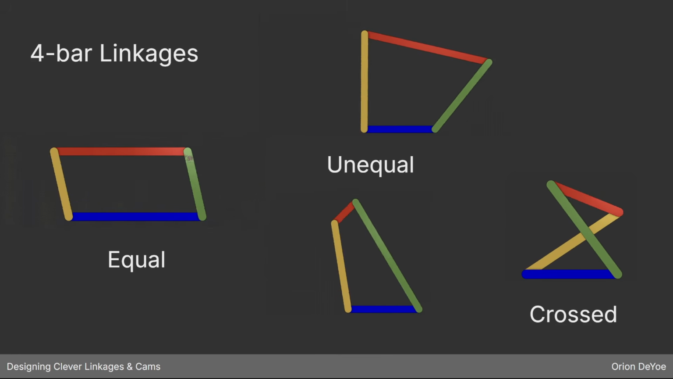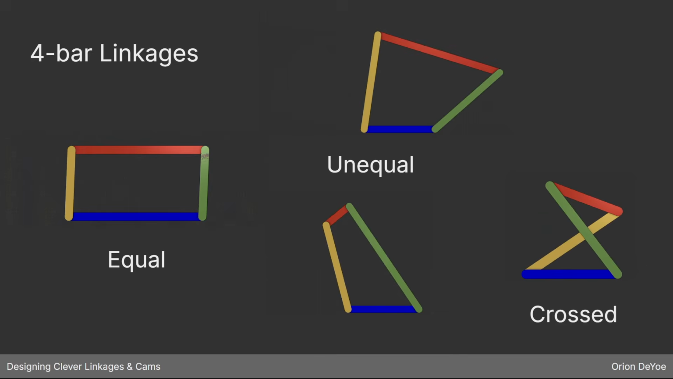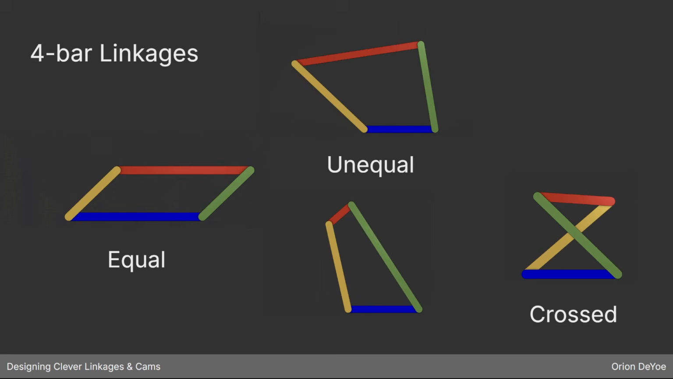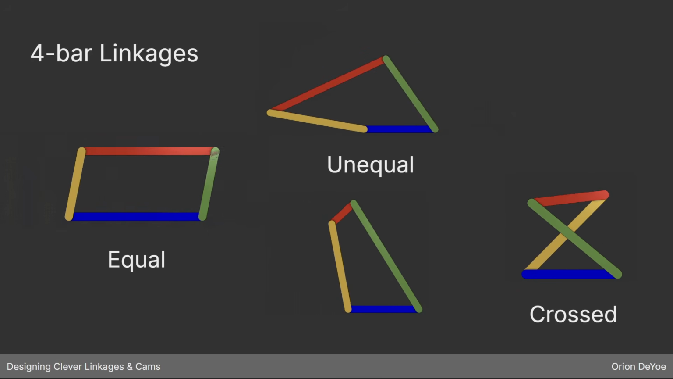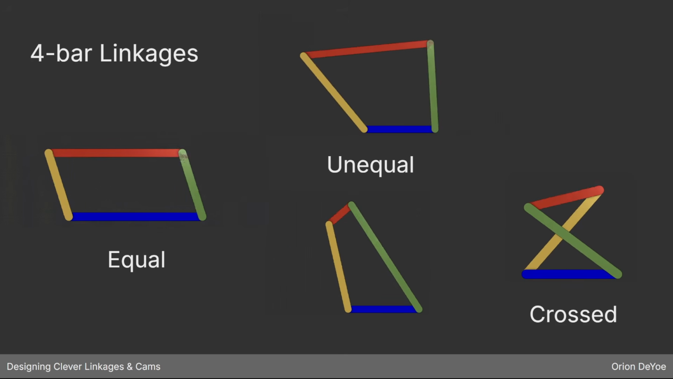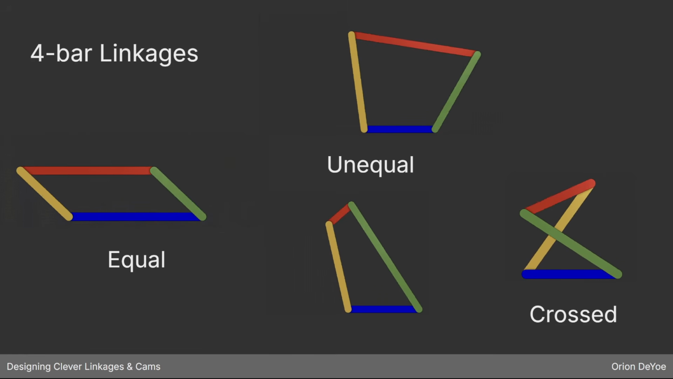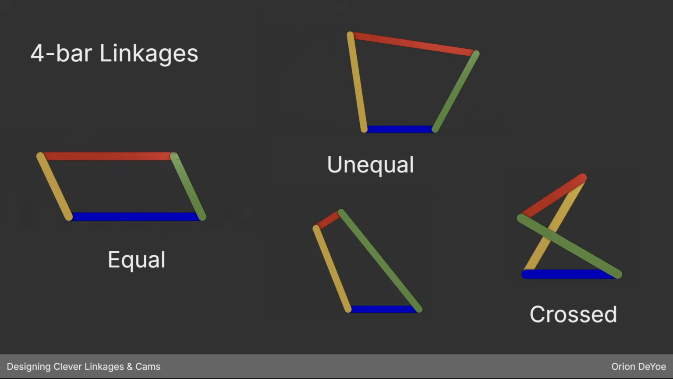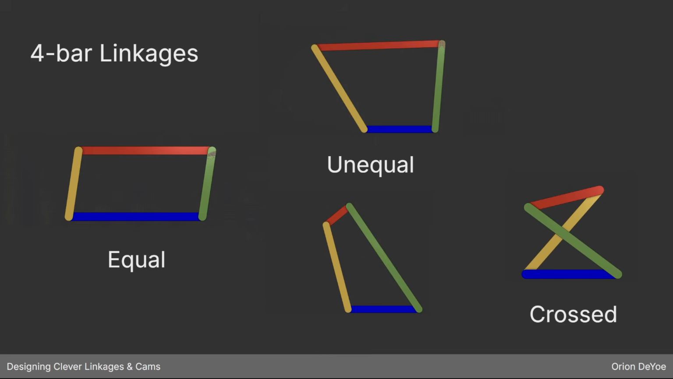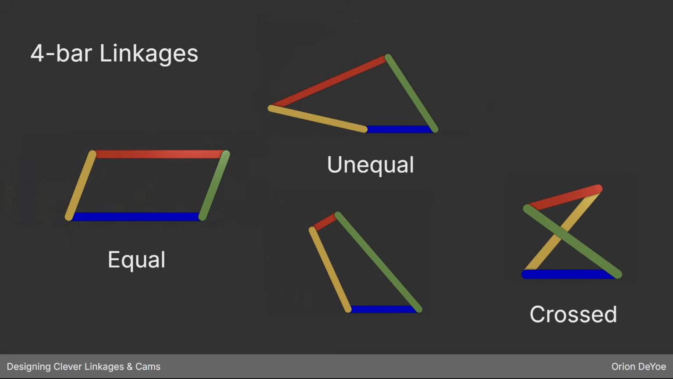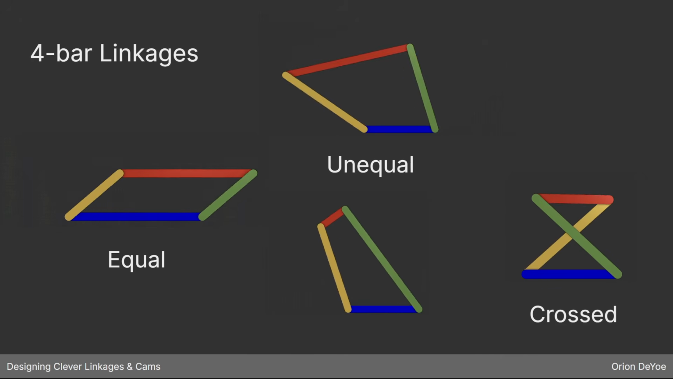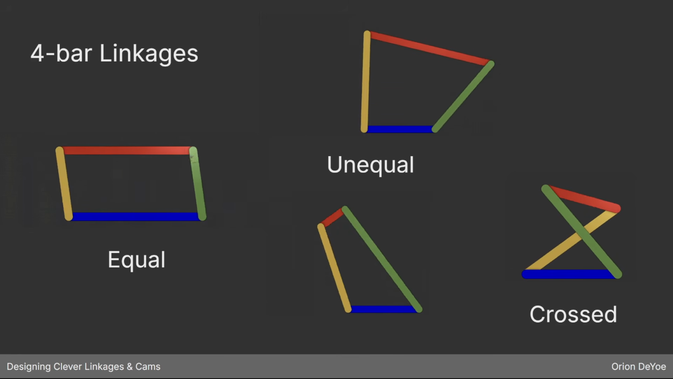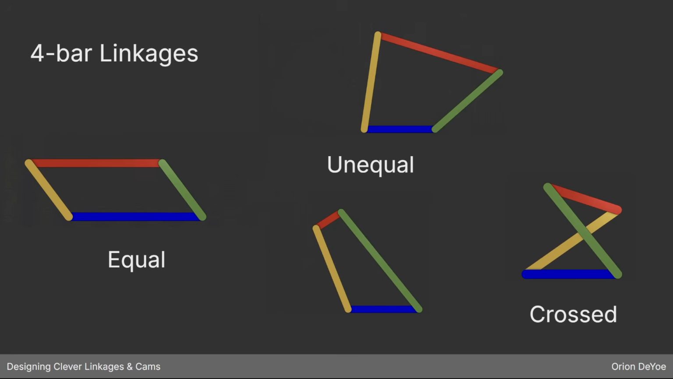The first one here on the left is just called an equal 4-bar, and the key thing here is that opposite pairs of links are the same length. Not necessarily all 4 are the same length, but opposite pairs are. And then this group in the middle column, unequal, is just where they're not equal. At least one pair of links is a different length, or all 4 are different lengths. And the unequal produces a much more complicated motion. Equal is a parallelogram and always stays in a constant orientation. And then we've also got this crossed, which can be useful but is not nearly as common.